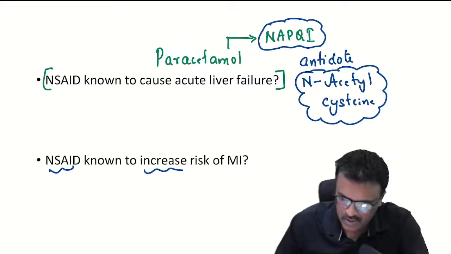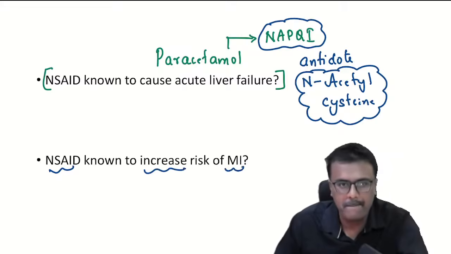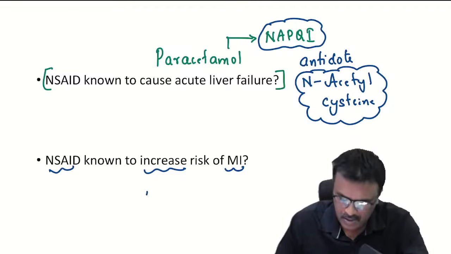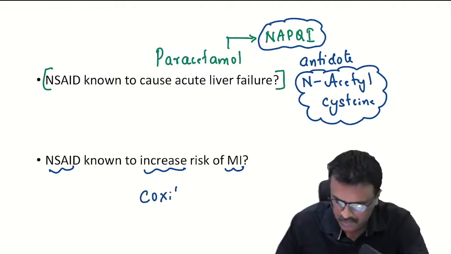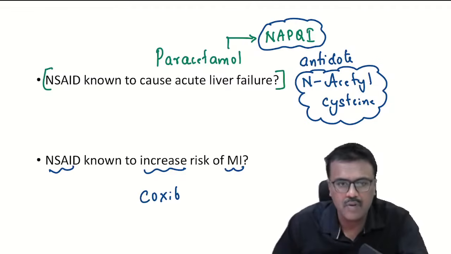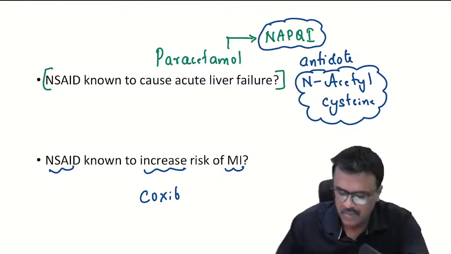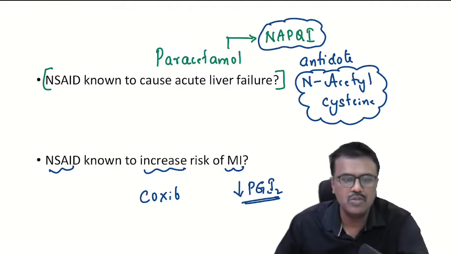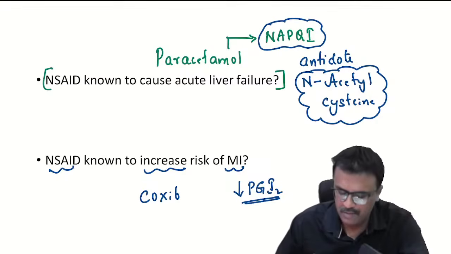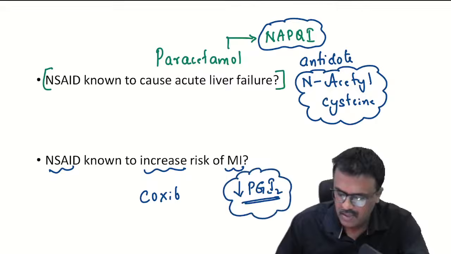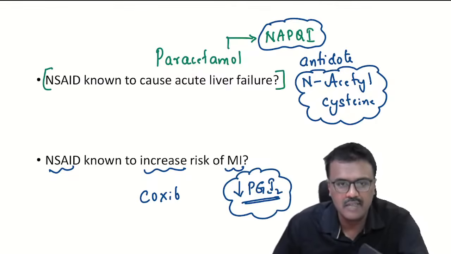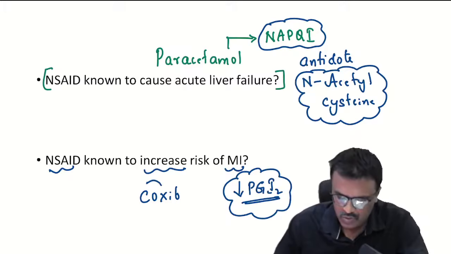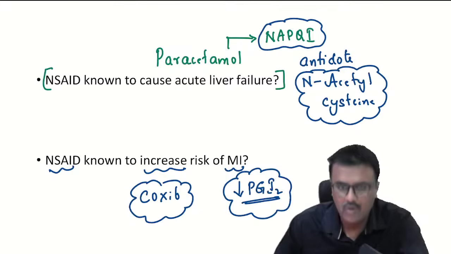NSAID known to increase the risk of MI. Usually we give aspirin for preventing MI, but there are drugs ending with coxib. Celecoxib, rofecoxib. They are shown to decrease PGI2. So PGI2's role is to stop platelet aggregation. If PGI2 decreases, the platelet aggregation increases and there is risk of MI. So you should be very careful when you prescribe coxibs.